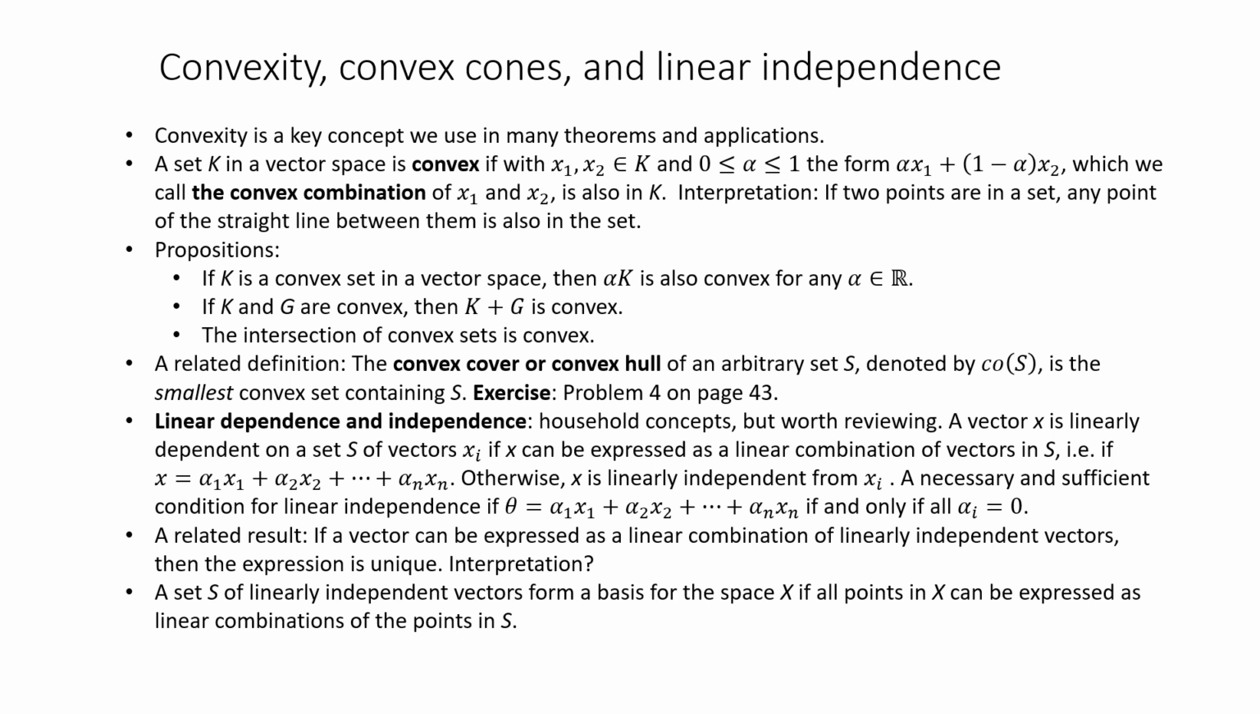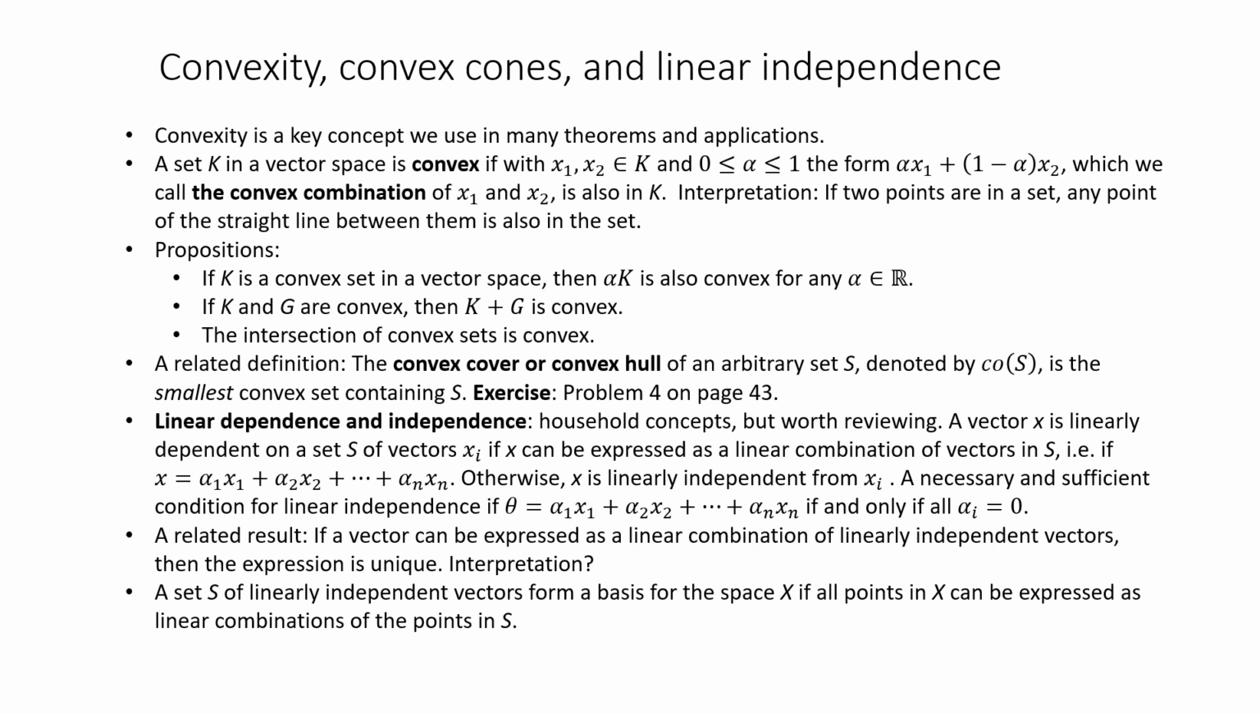So in this case, if this linear combination exists, then we say x is linearly dependent on this set of vectors. Otherwise, x is linearly independent from the vectors. This is elementary linear algebra; we can check the linear dependence or independence of vectors.